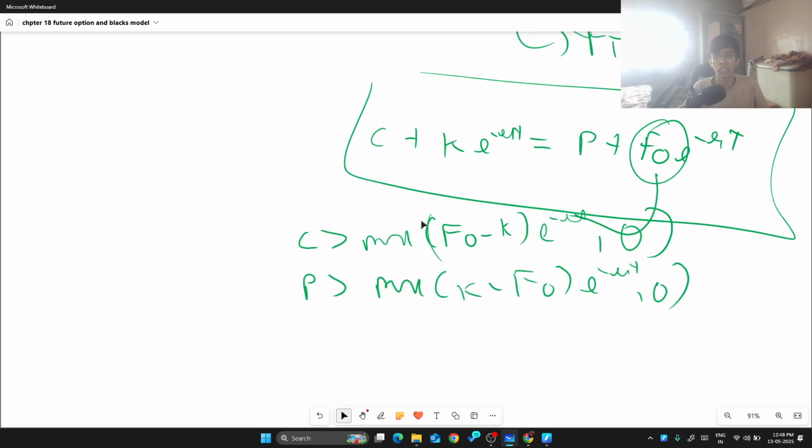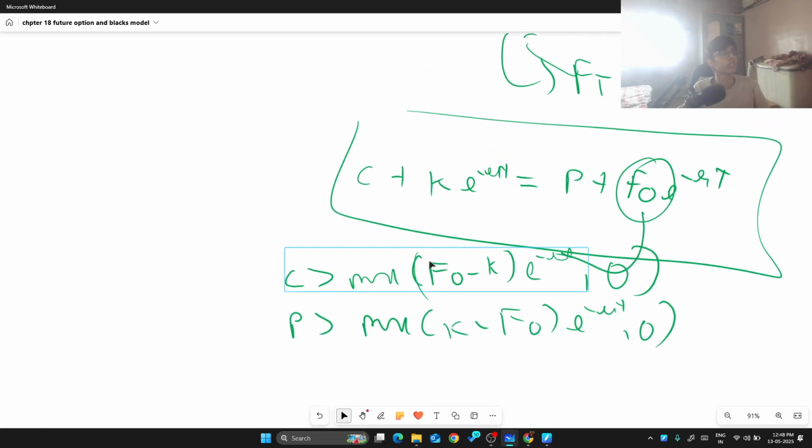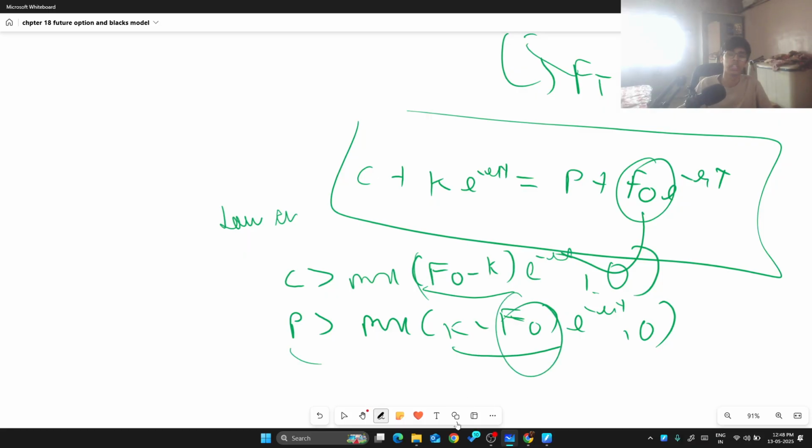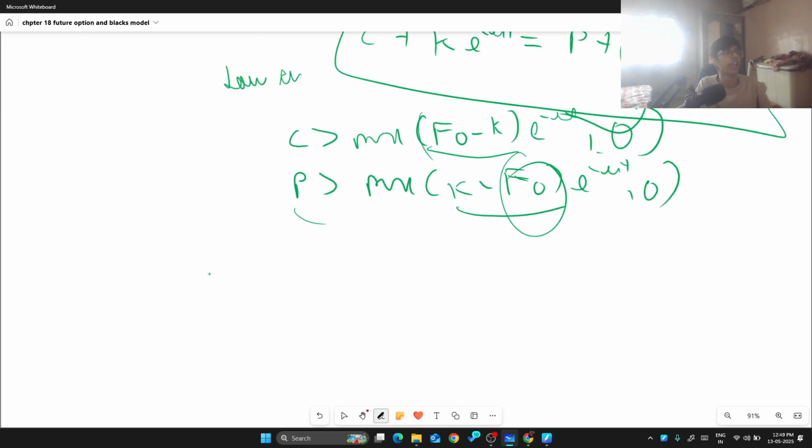The Black formula for a call would be F0 minus K, discounted, and for a put it would be K minus F0, discounted to today. There is no other difference, instead of S0 there is F0. And for an American futures option, it can be exercised anytime, so there would be no discounting.